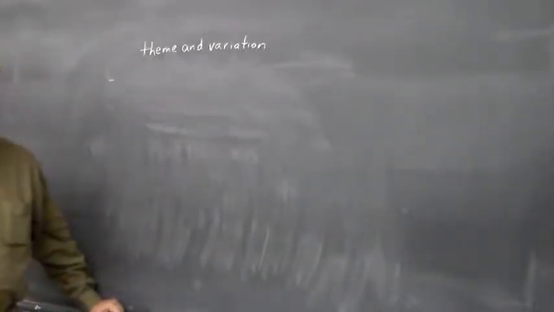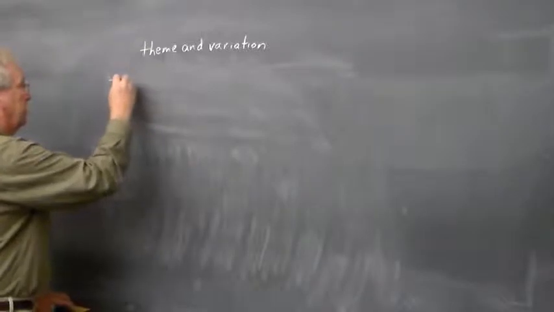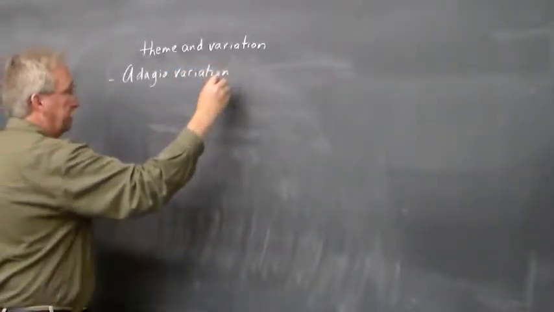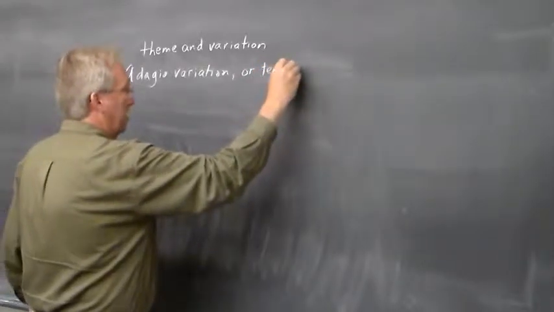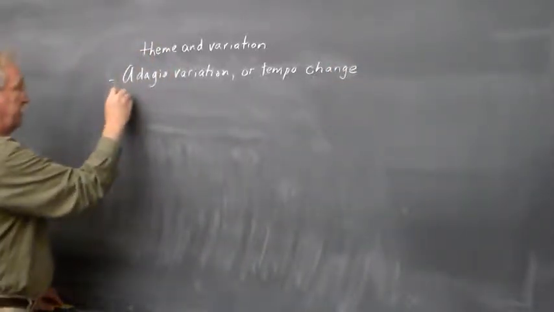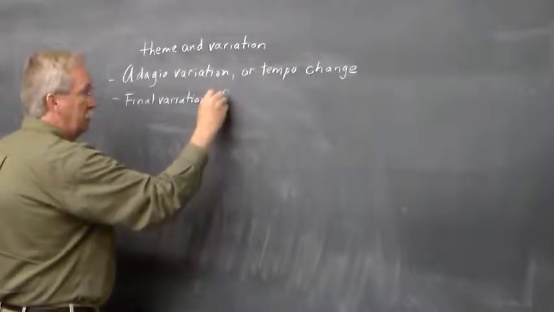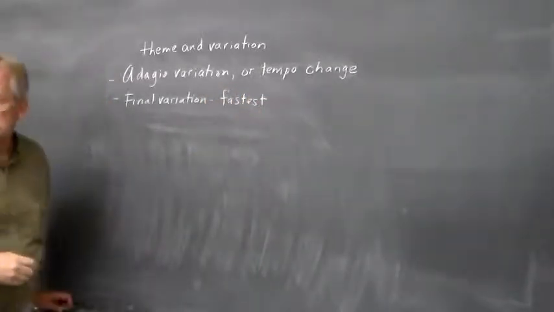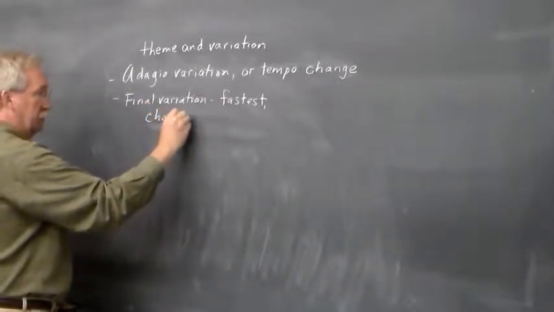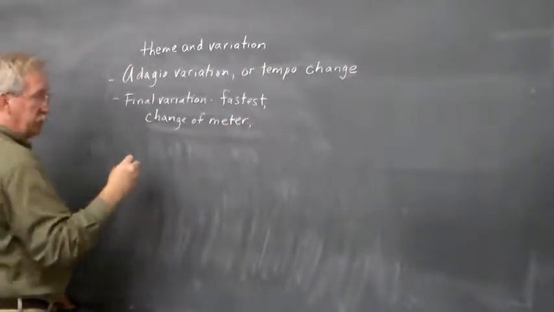Then toward the end, very often the penultimate variation will be a variation that's in an adagio tempo. So you have a tempo change, a slower variation. And then the final variation would also have a tempo change, and it would typically be faster. And it would often have a change of meter. And it would be the most brilliant, so it would be virtuosic.